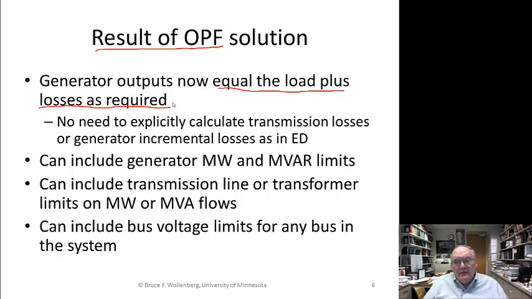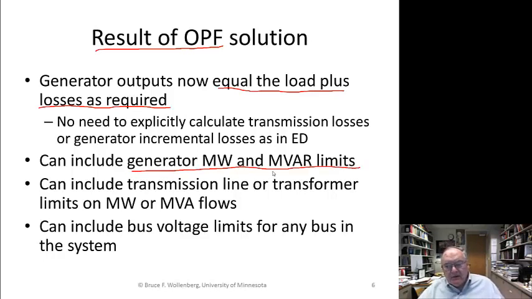But the OPF does that all at once. So the losses are inherent in the power flow itself. So there's no need to explicitly calculate them. We can include the generator megawatt and megavar limits right in the calculation.